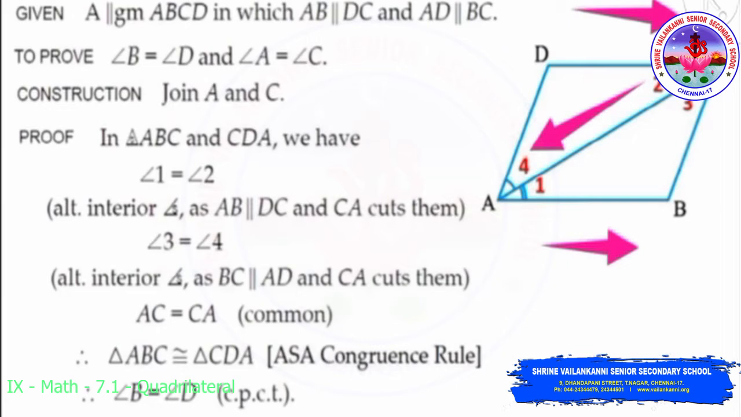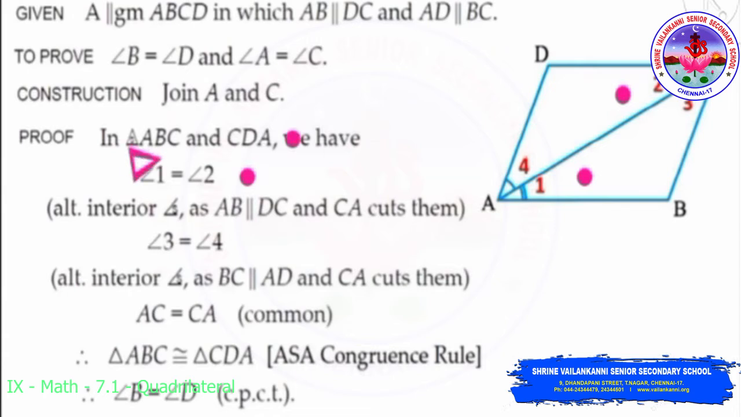So I can say the alternate interior angles are equal, where my alternate interior angles will be angle BAC and angle DCA. I am just marking those angles as angle 1 and angle 2. So I am writing here, in triangle ABC and triangle CDA, we have AB parallel to CD and AC as a transversal which cuts the parallel lines. So I can show angle 1 is equal to angle 2.